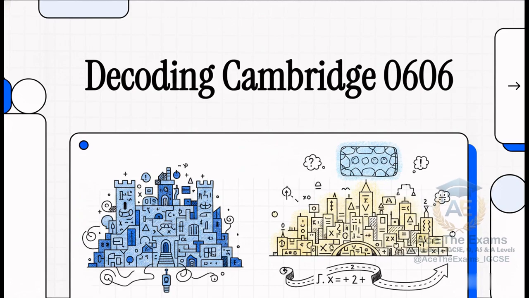If you're preparing for the Cambridge 0606 Additional Mathematics exam, you already know that opening that paper can honestly feel like stepping onto a field where you only kind of understand the rules of the game. Well, today, we are completely changing your strategy. We're going to decode this syllabus by treating mathematical notation not as some terrifying disconnected list of symbols to memorize, but as a clear, logical language. Because once you actually master the grammar of this language, the problem solving, it just clicks.